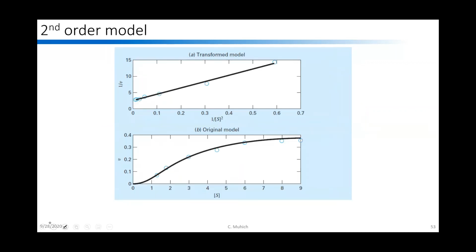Let's see how I'd look with a second order model. Here, even in the transformed case, which once again you can tell by this 1 over S squared term, I have a much better fit. That black line, that linear fit, is very close to every single one of my points. And indeed, when I go back to the original model, so I substitute those values into that Michaelis-Menten equation, I end up getting a fit that's very good across the whole board.